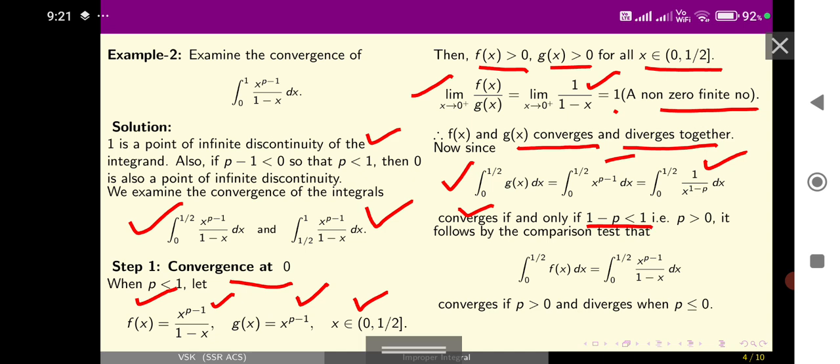Because here we can suppose mu as 1 minus p, and we have previously seen that if the value of mu is less than 1, then this type of improper integral is convergent. But 1 minus p is less than 1 is equivalent to p is greater than 0. So, because g(x) is convergent, it follows by the comparison test that the integral from 0 to 1/2 of f(x) dx, which is equal to the integral from 0 to 1/2 of x to the power p minus 1 upon 1 minus x dx, converges if p is greater than 0, and it diverges when p is less than or equal to 0.